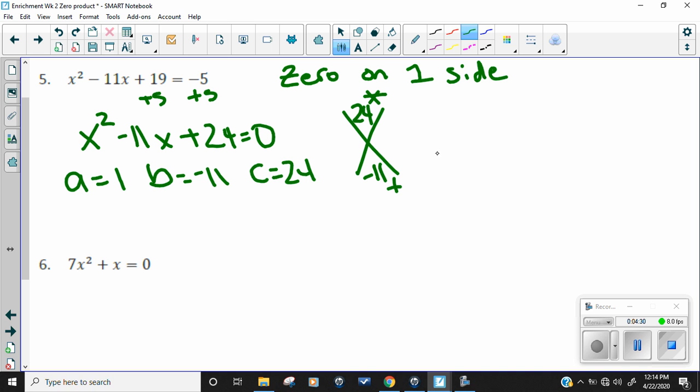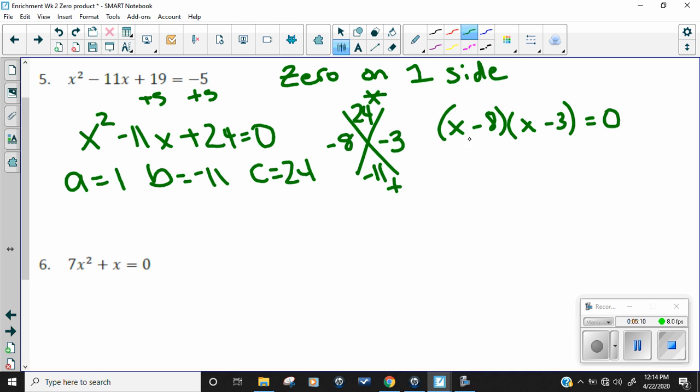The factors are a negative and a negative, because those add to negative 11 and they multiply to a positive. And the factors to add to 11 are 8 and 3. 11 is actually prime, but 8 plus 3 is 11 and 8 times 3 is 24. So since I did it that way and a is 1, I could jump right to x minus 8, what I call double bubbles, and x minus 3, and set those equal to 0. You can't stop there with the factoring because we have to solve it, because it has an equal sign.